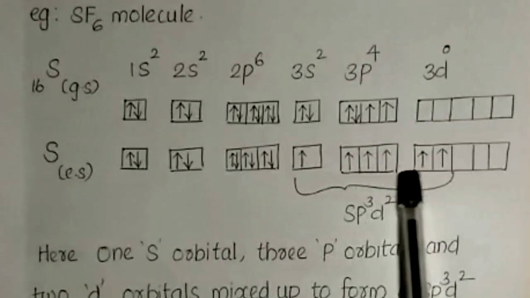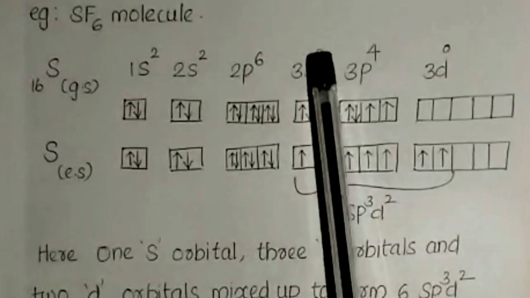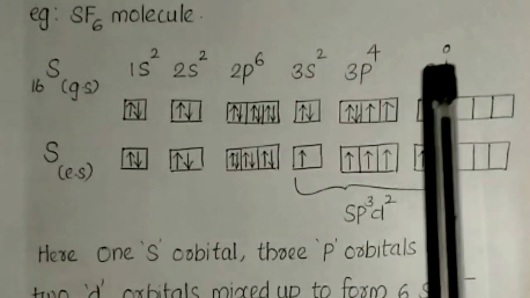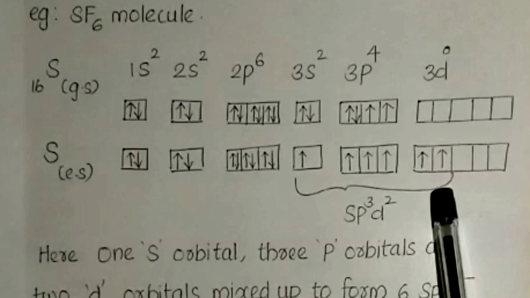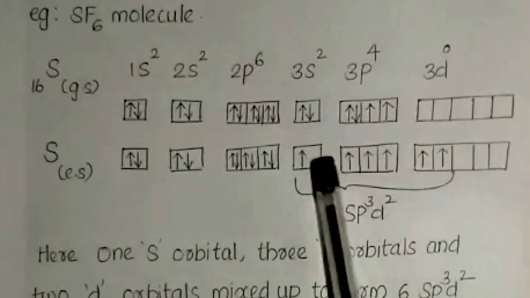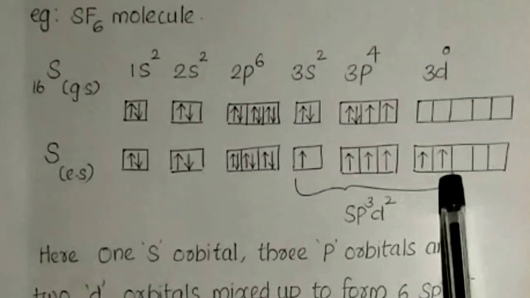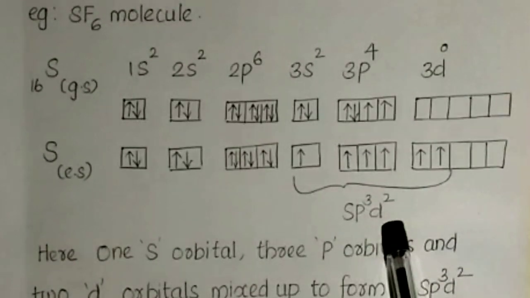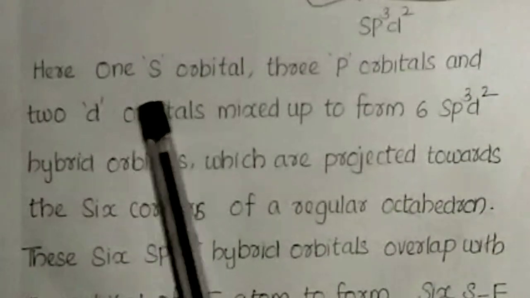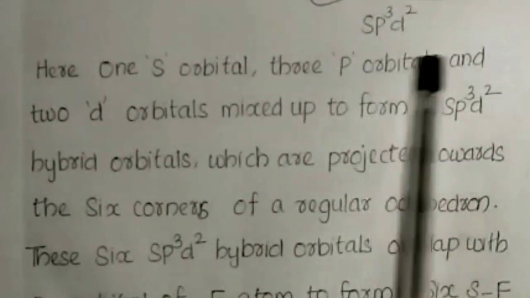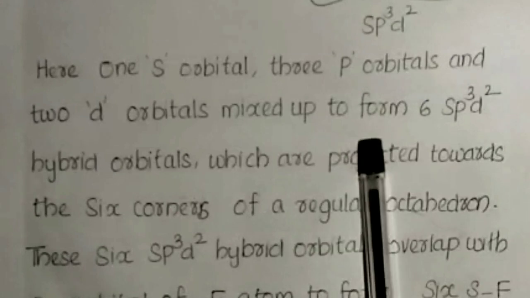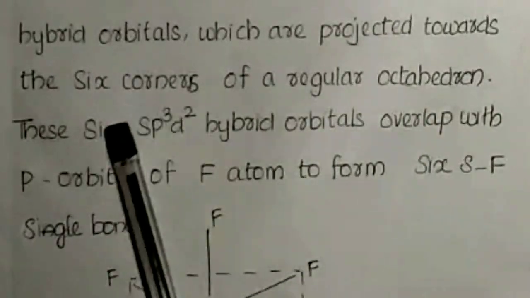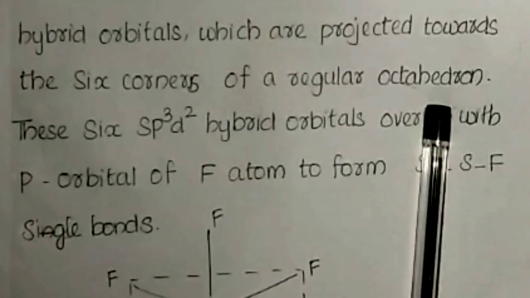So these unpaired electron containing orbitals are mixed up. Then 1 s, 3 p and 2 d atomic orbitals are mixed up to form sp3d2 hybridization. Here 1 s orbital, 3 p orbitals and 2 d orbitals are mixed up to form 6 sp3d2 hybrid orbitals, which are projected towards the 6 corners of a regular octahedron.